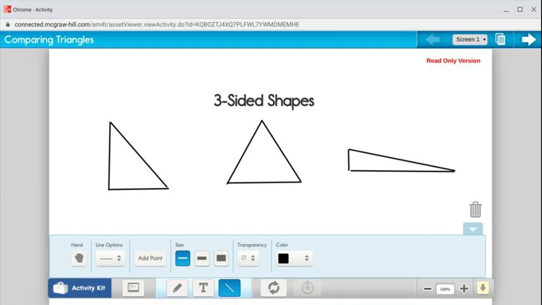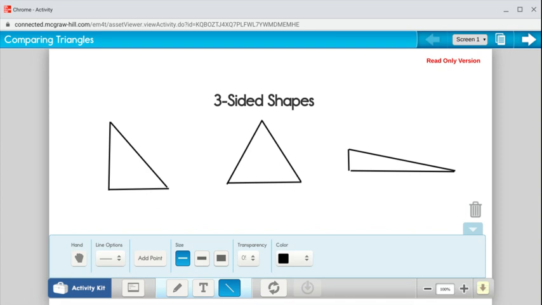I hope that you enjoyed the story that I had for you guys. It's one of my favorite books, The Greedy Triangle, and it really helps us see how shapes can turn from one thing to another just by simply adding a side. Right, so let's take a look at these three-sided shapes here. I have three different kinds of three-sided shapes, and what do we call a three-sided shape?